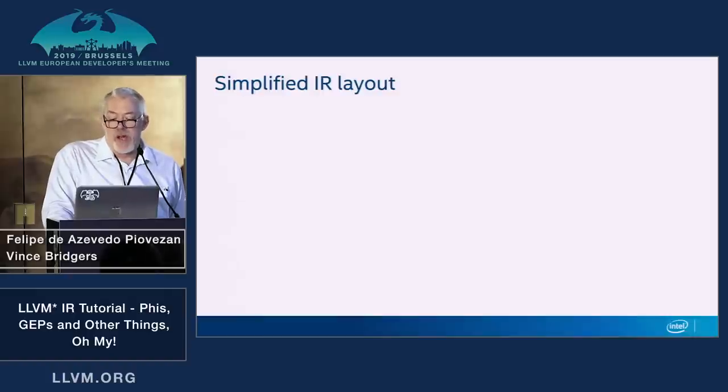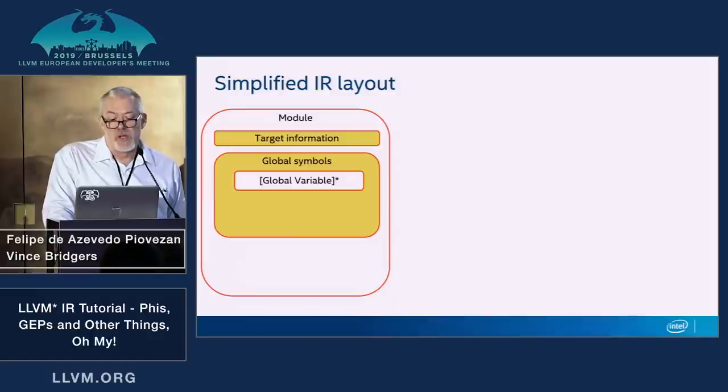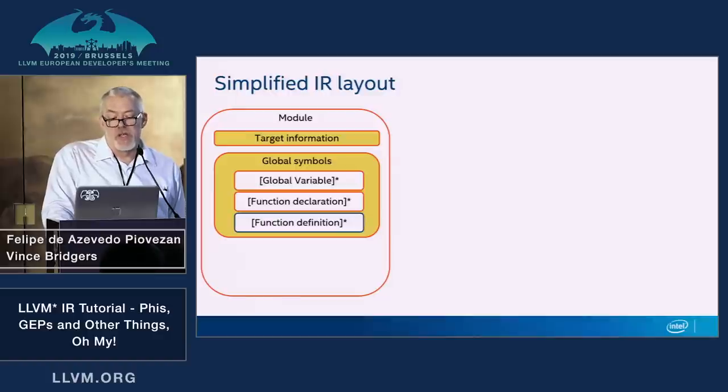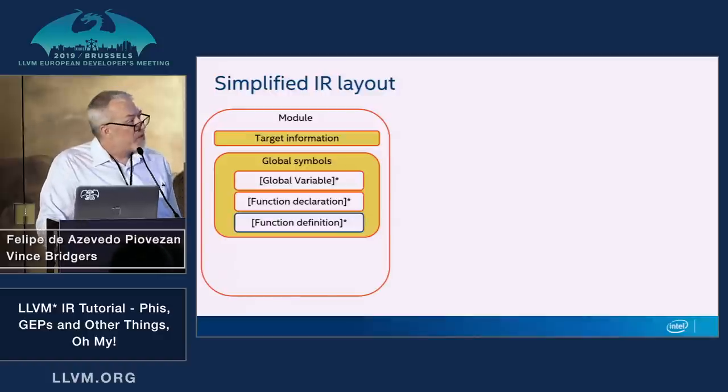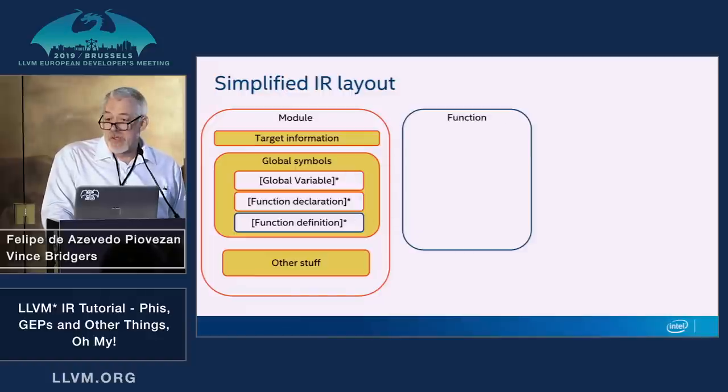So now that we've seen where the IR is used, let's take a look at its internal elements. We'll be showing these diagrams throughout the presentation so that you can maintain some context for some of the low-level details that we're talking about. So let's start with the module. A module has target information. It contains global symbols, zero or more global variables, zero or more function declarations, and zero or more function definitions. That's what the star is, in case you don't know what that is. And it contains some other stuff that we're not going to go into detail about here today, but you can look at that later.